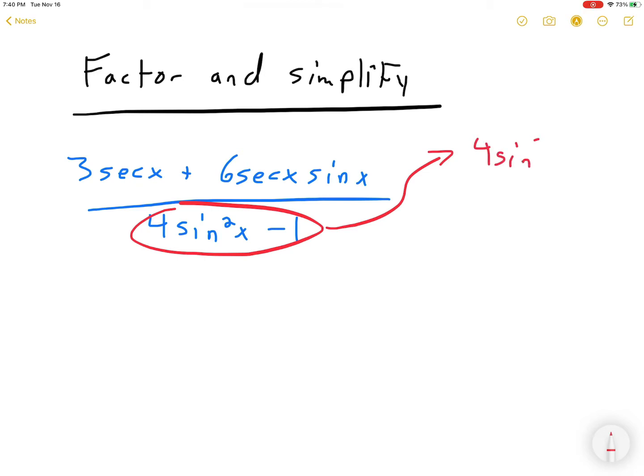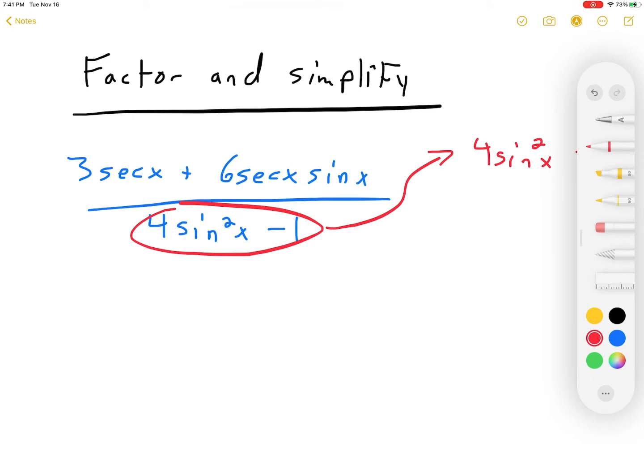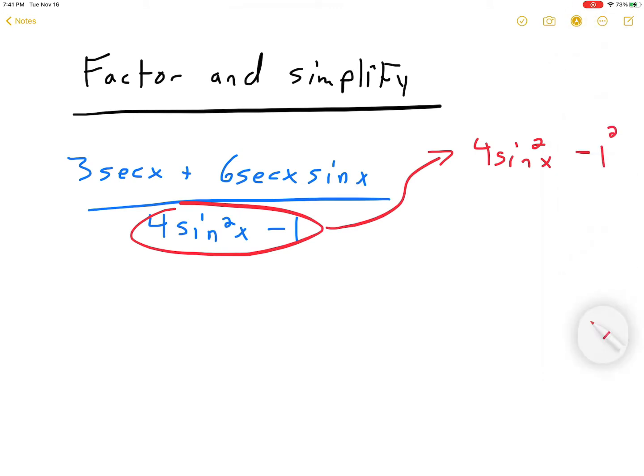So what I have circled over here is a quadratic form, and I can use the difference of squares in order to get a simplified version of this formula. We can think about this as 4 sine squared x minus 1 squared. And if you remember the difference of squares formula, we have a squared minus b squared. Just give me a second, I'm just going to write this here. Is equal to a plus b multiplied by a minus b.